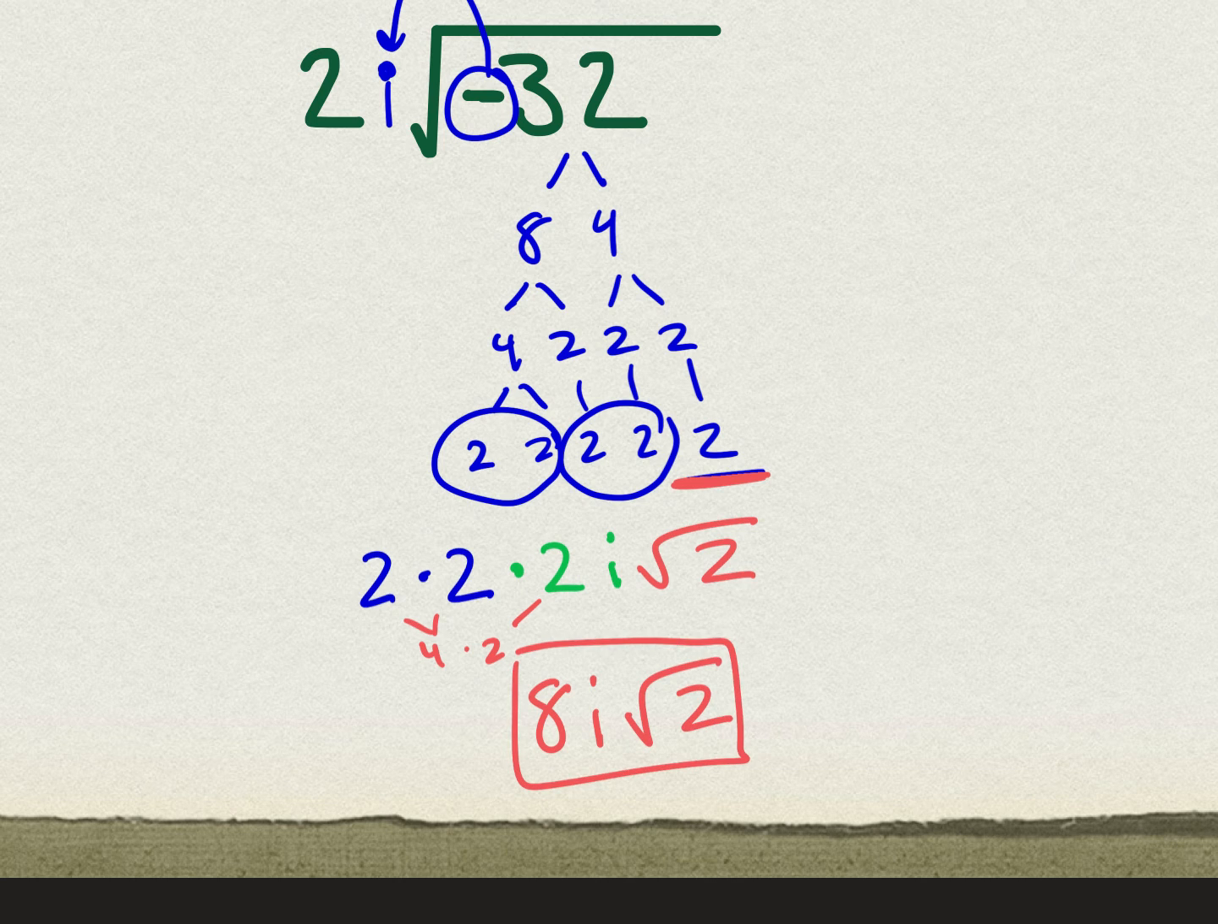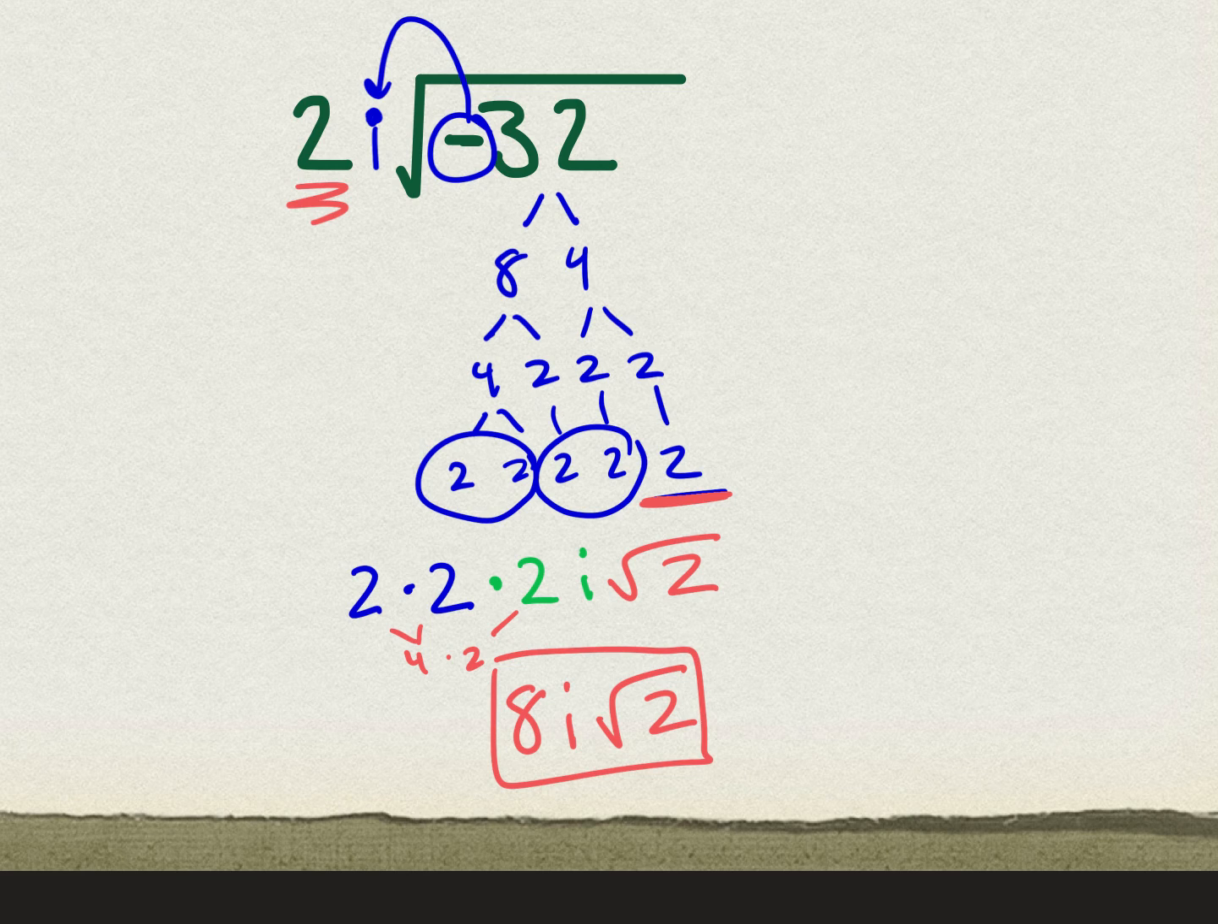So if you already have a number on the outside and you take out something else, you just multiply that number by whatever you take out. Like 2 times 2 times 2. That should multiply.